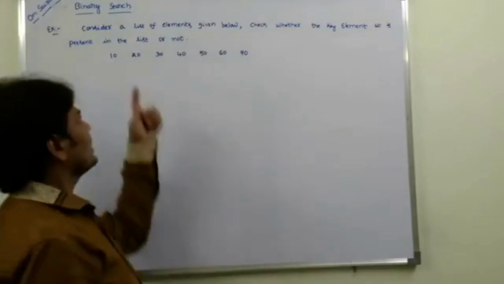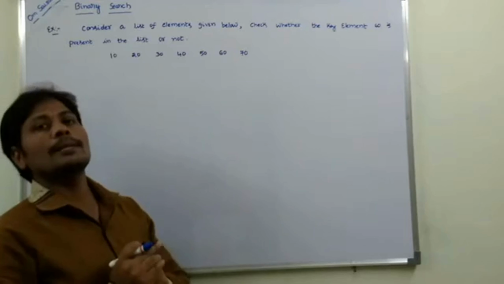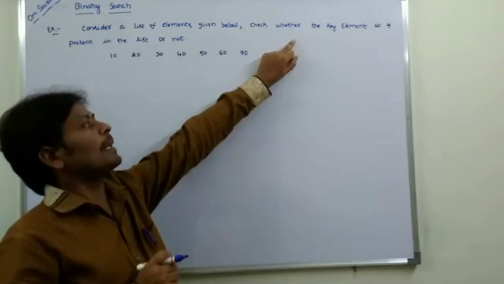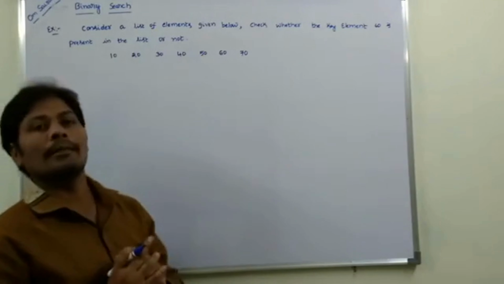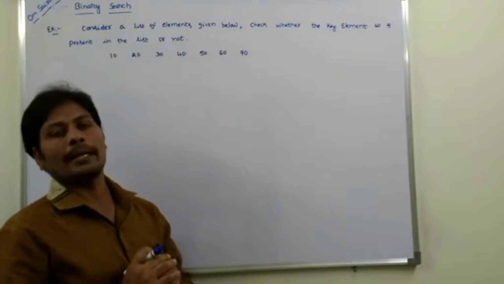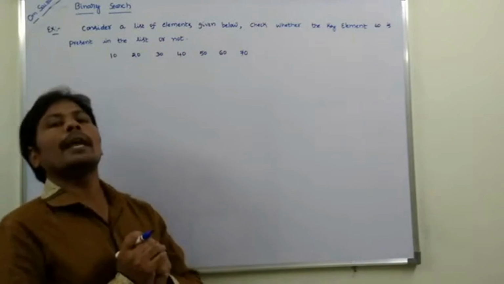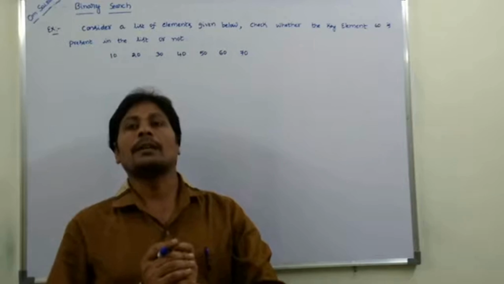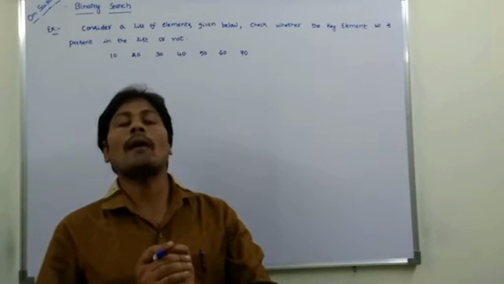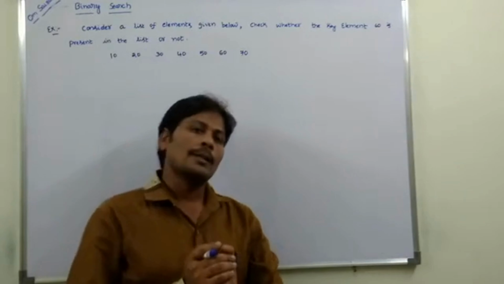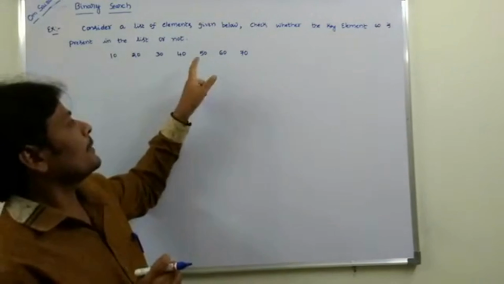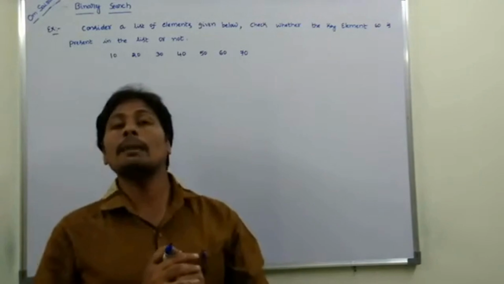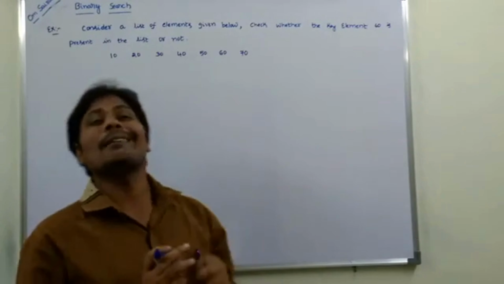So now consider the example. There is a list of elements. We want to search whether the key element, that is 60, is present in the list or not using binary search. Before solving a given problem, first we have to check the necessary condition, whether the given n elements are in ascending order or not. So here 10, 20, 30, 40, 50, 60, 70. There are 7 elements in the array, in ascending order.